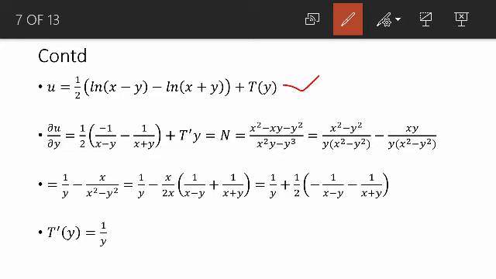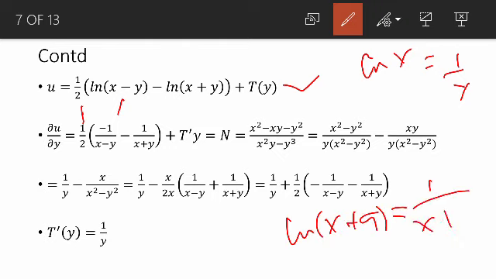So that is what we have, and at this point we can differentiate u with respect to y. Remember when you differentiate ln x, you get 1 over x. In the same way, when you differentiate ln of x plus a, you get 1 over x plus a. But we are differentiating with respect to y, so in this case it will be minus 1 over x minus y, because the y here carries a minus. Differentiating this with respect to y, you get 1 over x plus y. Then plus, differentiating t of y, you get t prime of y. And the whole of this, we can equate to N.